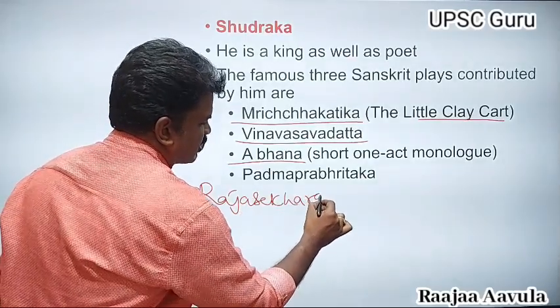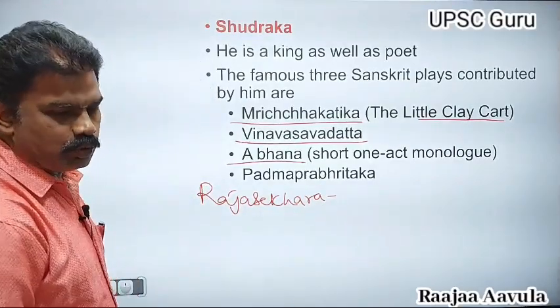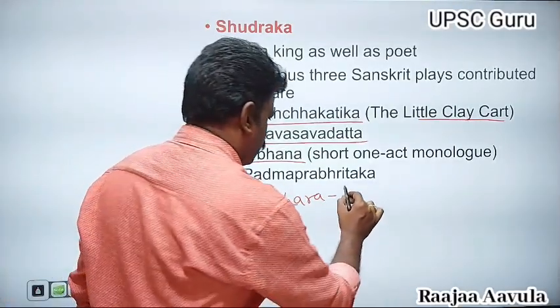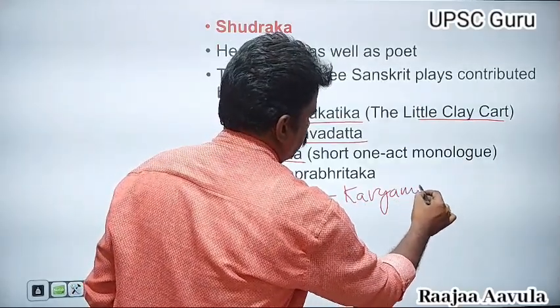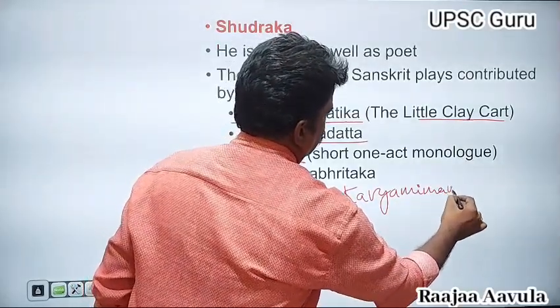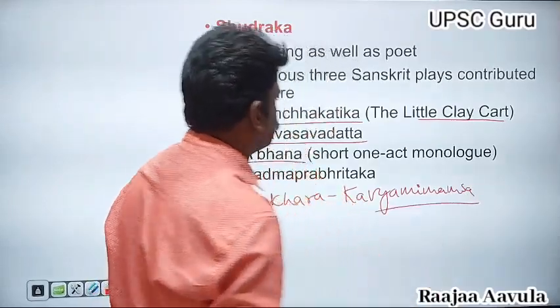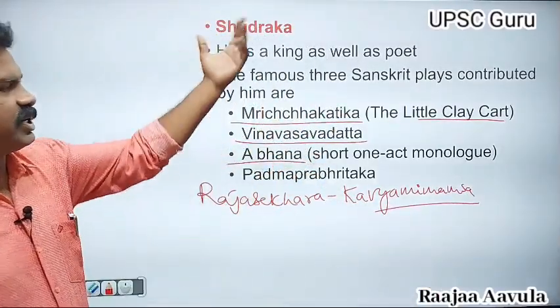who was a writer. He wrote Kavya Mimamsa. From Rajasekara's Kavya Mimamsa, we learn that Mruchakatika was written by Sudraka.